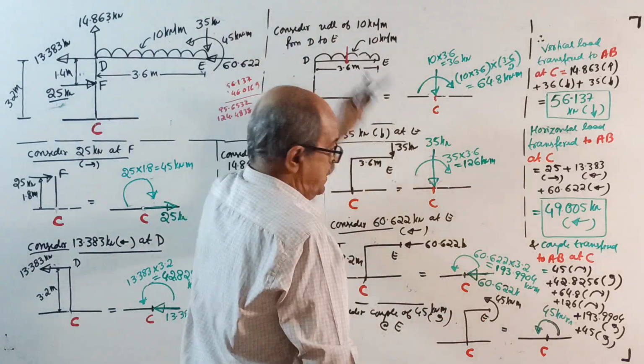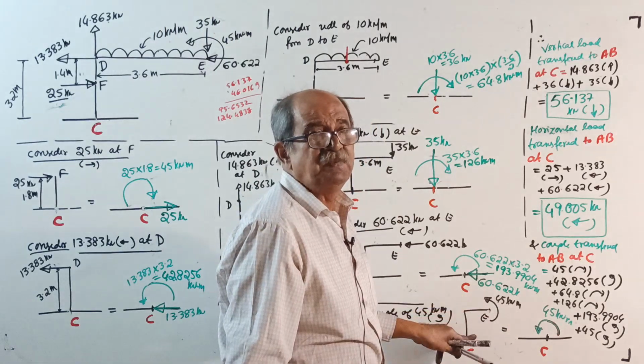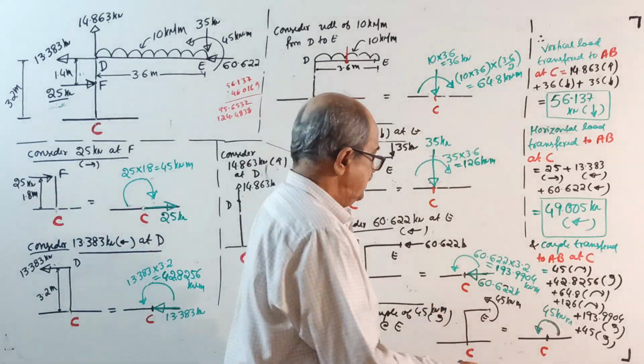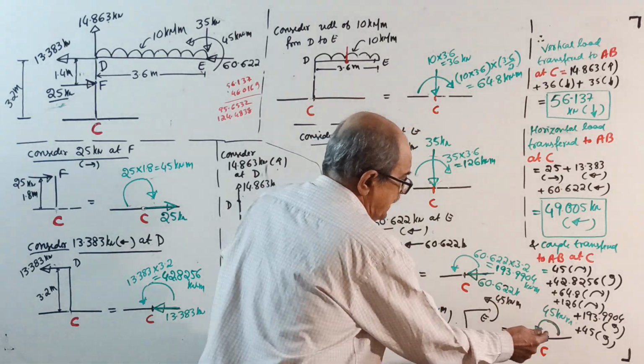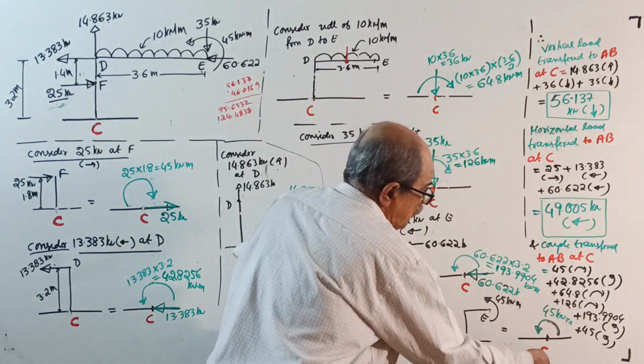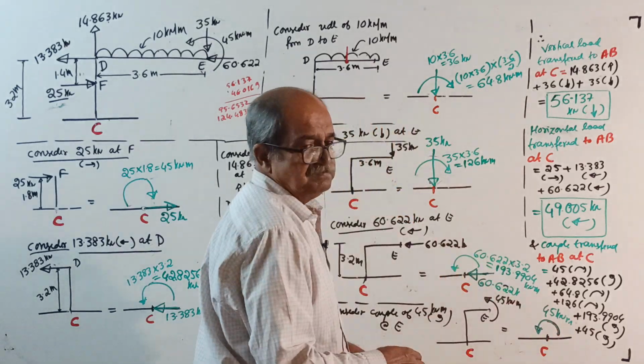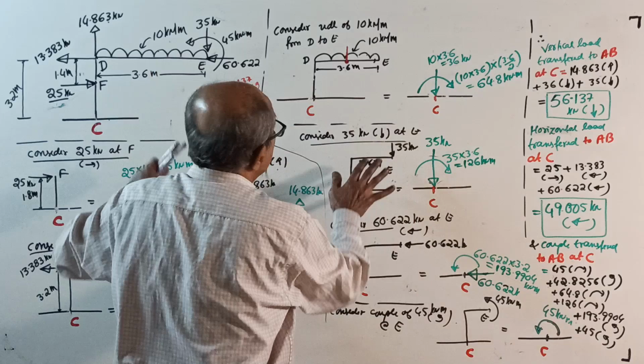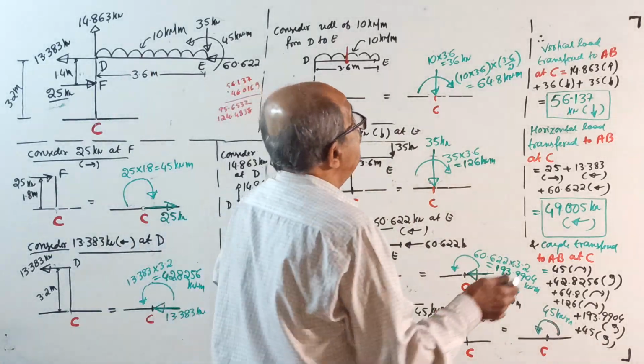Lastly, consider the couple of 45 at E. You know, when a couple is acting here and you transfer it here, there is no load. Wherever you apply the couple, the effect is the same. It will produce an anti-clockwise couple of 45 at C. Understand all this correctly. Then, next step.